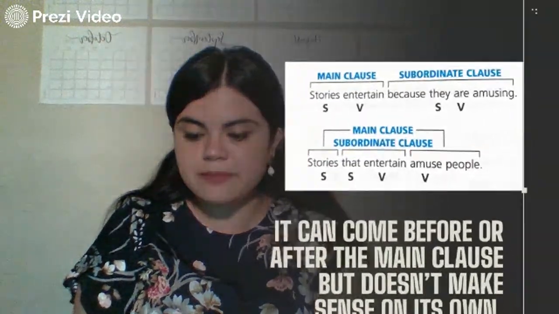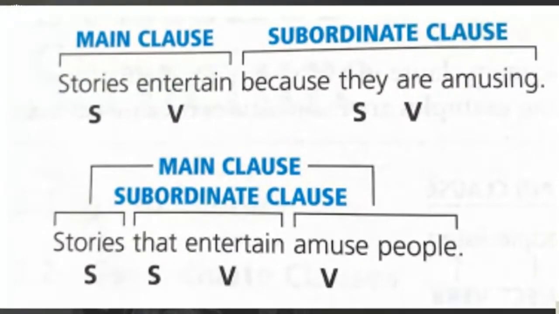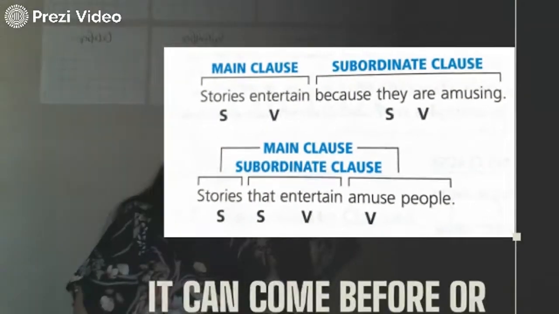We have some examples that I brought from your book. It says, main clause, stories entertain. You can see there is a subject and there is a verb. But there is extra information, which is the subordinate clause. It says, because they are amusing. Also, there is a subject and there is a verb. Now, you can put it together. It says, stories that entertain amuse people. You can find 2 subjects, 2 verbs as well. Can you see how simple this is?